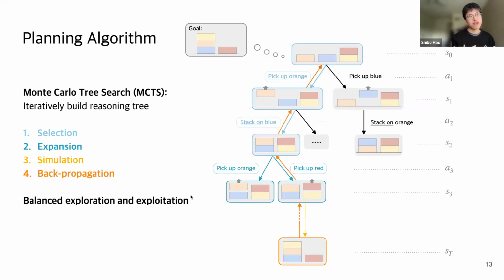So basically, we want to balance the exploration and the exploitation. The first one is represented as the number of times each node is visited, so we want to explore the nodes that are less visited, and the second term, exploitation, means we favor those nodes that have better estimated accumulative reward.